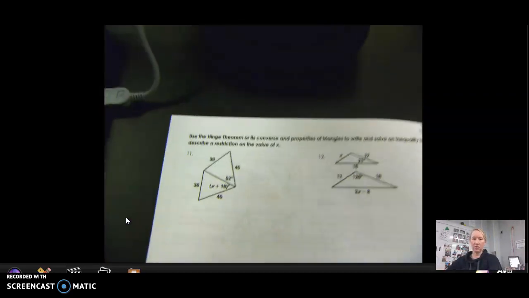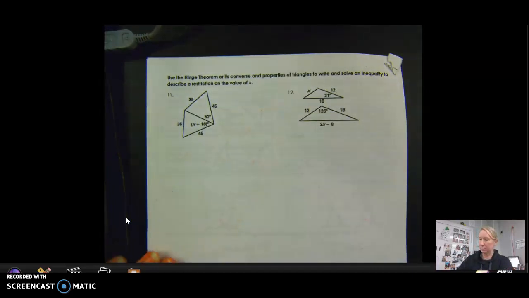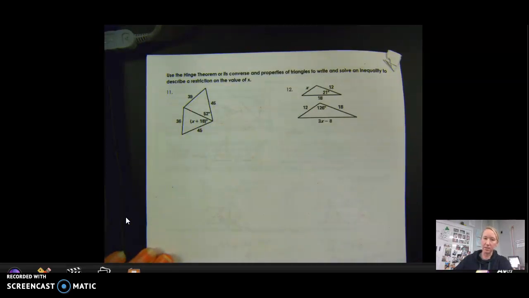Okay, I want for you to use your knowledge of Hinge theorem that we just talked about, and I want you to pause me and try 11 and 12 on your own, solving for x is what it wants you to do. Unpause me when you're done.